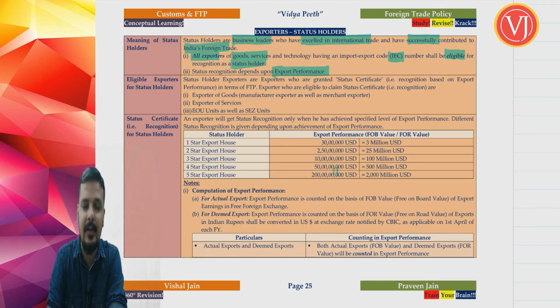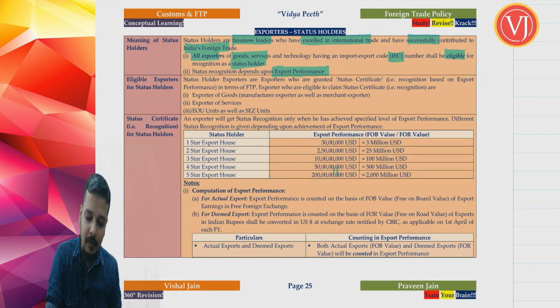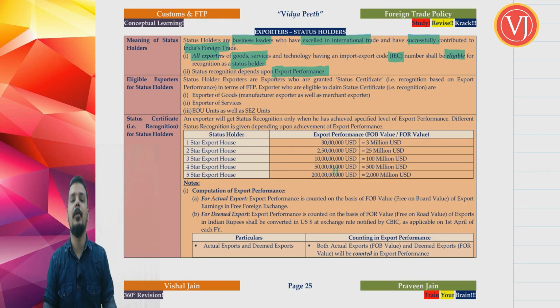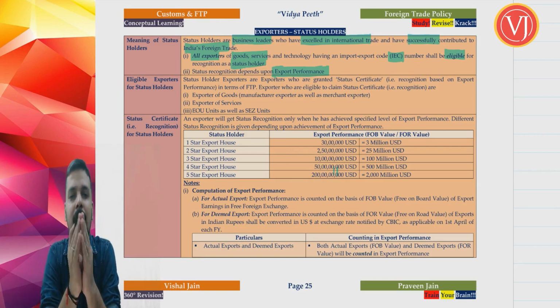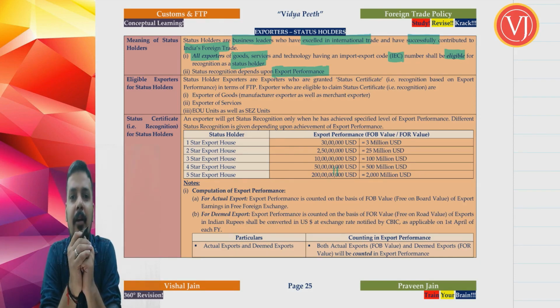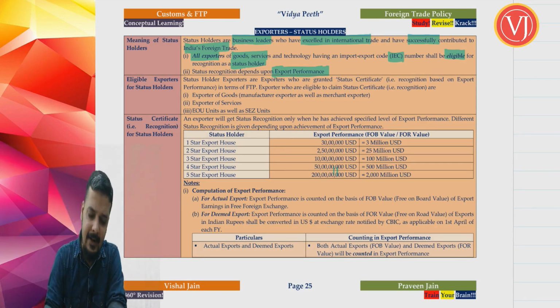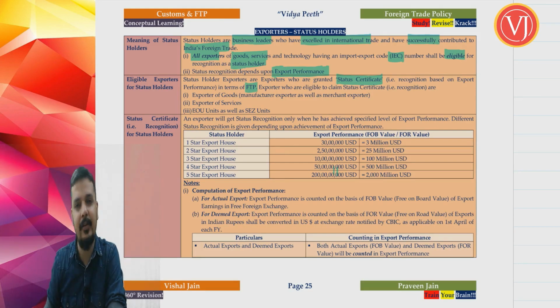Now, how will they decide whether you are eligible for status holder? It is based on your export performance. So all the exporters, whether of goods or services, if you have an import export code, you can go for 1 star, 2 star, 3 star, 4 star, 5 star status holder. The only thing is you have to prove your export performance. The status recognition will be based on your export performance, and as a mark of it, you will be given a status certificate in terms of your foreign trade policy.